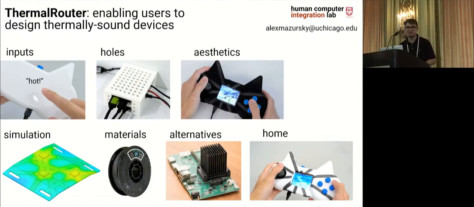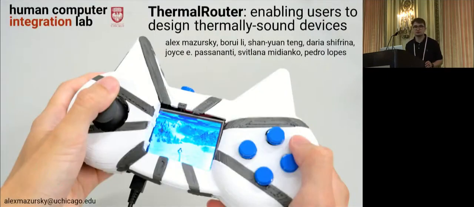My question is about the controller, if I understood well: how do you design the shape for dissipating? I mean, you have this kind of spider to dissipate the heat. Do you have any idea of how to design the optimal shape to dissipate the heat?